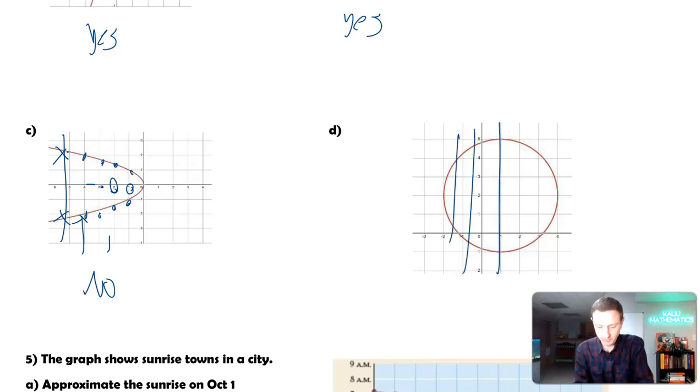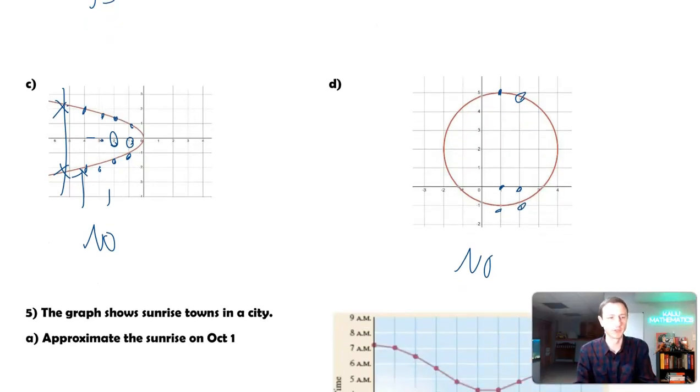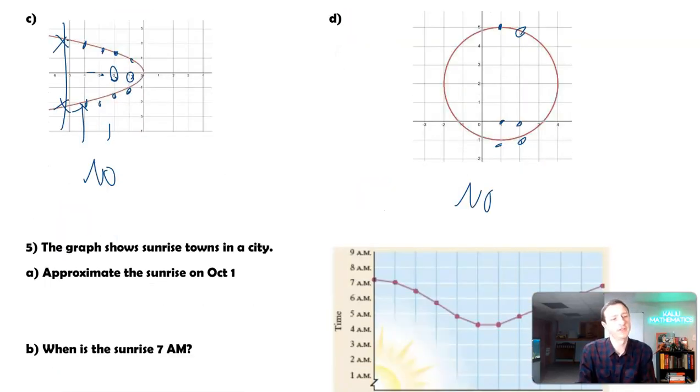And then letter D, same thing. Here's a circle. Drawing vertical lines, it's hitting everywhere. It's just not a function anywhere there. So that's a no, because this x value is going to this y value, this y value. This x value is going to this y value and this y value. It's hitting in more than one spot, multiple places. So that's the vertical line test, drawing in vertical lines.